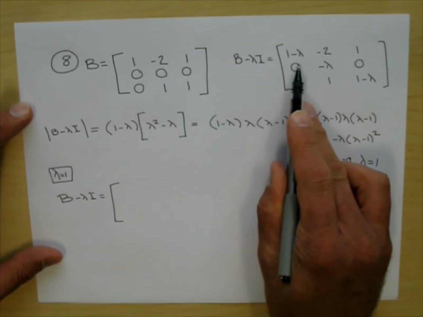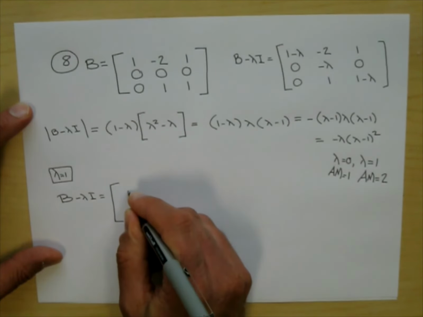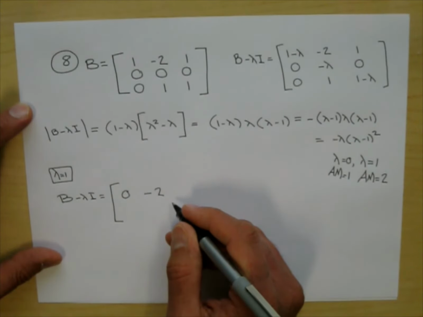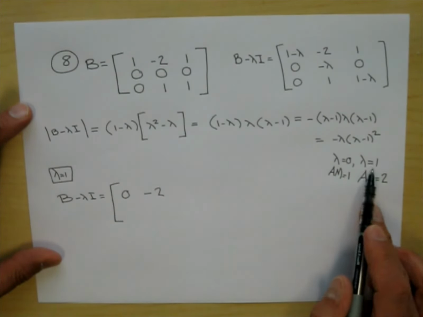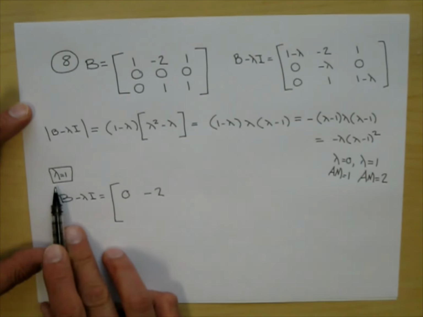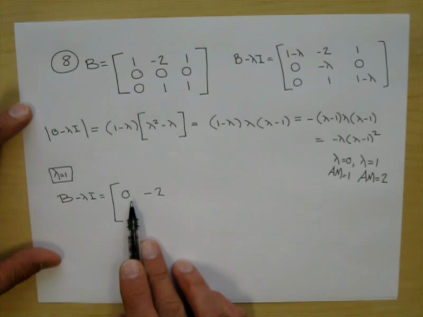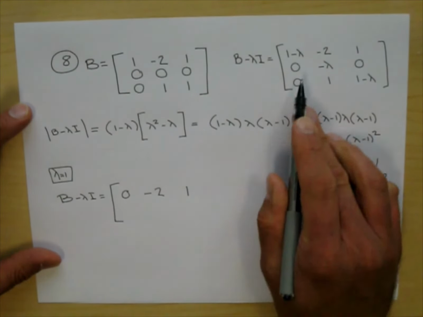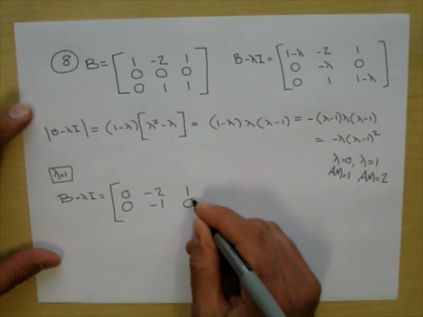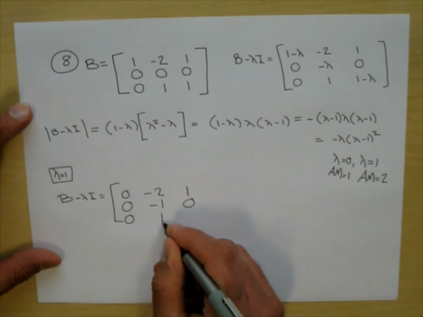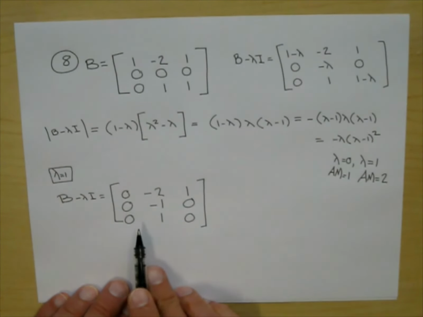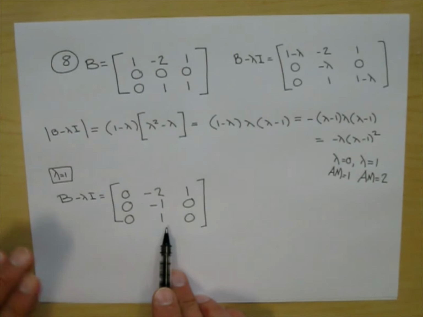Okay, so lambda equals 1, we have 0, negative 2, 1. Oh, I picked lambda equals 1. That's all right. Should have picked lambda equals 0, but it doesn't matter. Lambda equals 1. So 0, negative 2, 1. And then I have 0, negative 1, 0, and then 0, 1. And then 1 minus 1 is 0. So you can see the second row and the third row are just scalar multiples of each other.